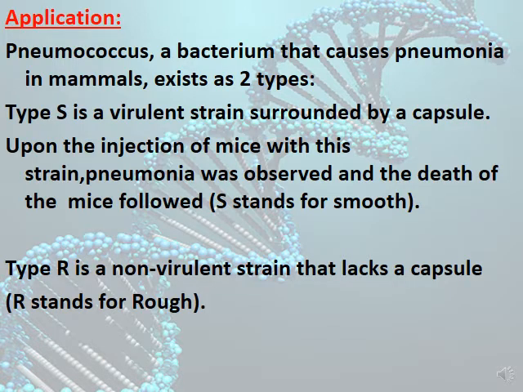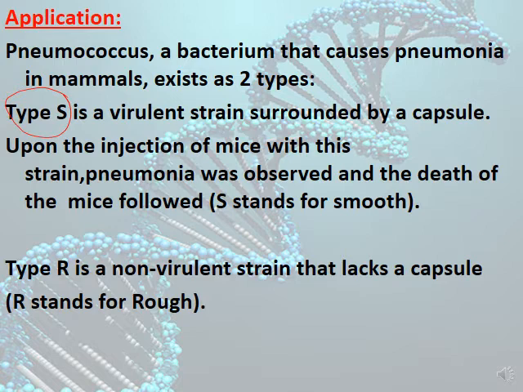Let's move to this application. Pneumococcus, a bacterium that causes pneumonia in mammals. Pneumonia is a disease that affects the lungs and exists as 2 types. Type S, which is a virulent strain surrounded by a capsule, and upon the injection of mice with this strain, pneumonia was observed and the death of the mice followed.